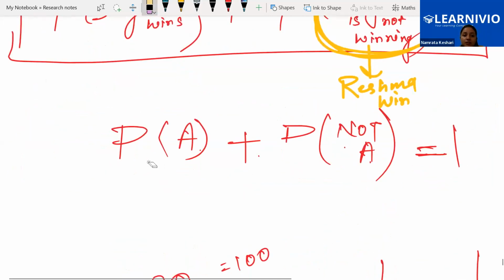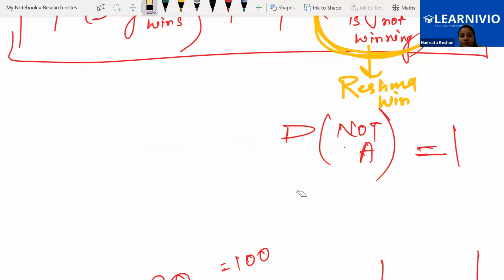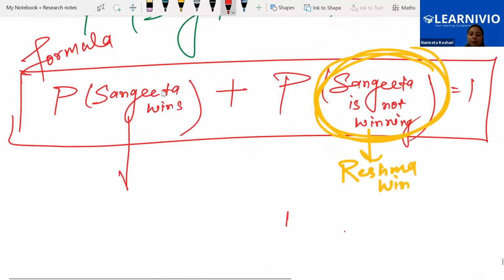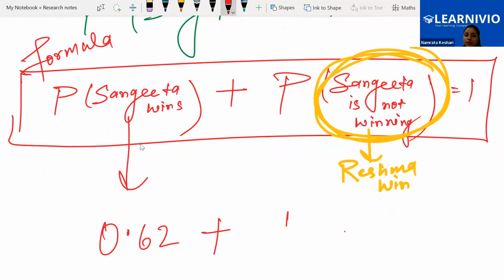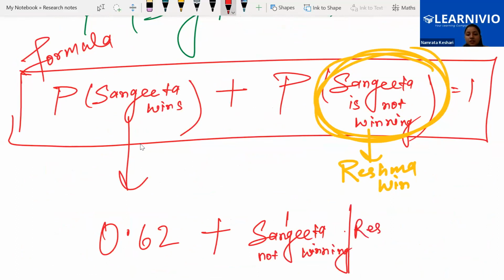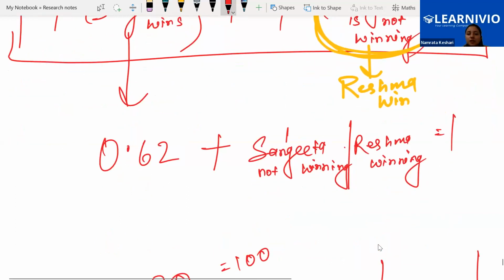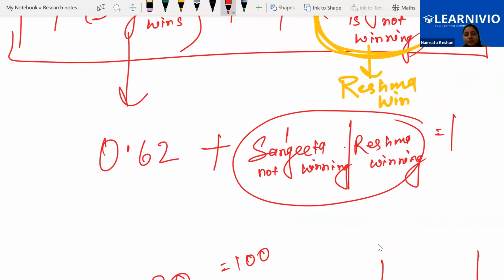And with the help of the given data, we will be able to find easily that if the probability that Sangeeta will win the match is 0.62, what was there? 0.62 plus this one we don't know. Sangeeta not winning means Reshma is winning. We don't know this, but we know that the sum will be 1. So this 0.62, we can shift it to the other side and we will get the probability of this one. Yes or no? Yes. Okay. So directly we will get the probability.